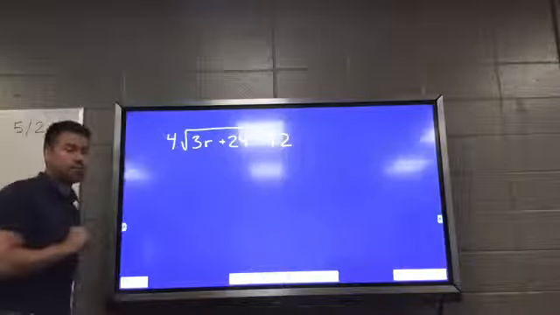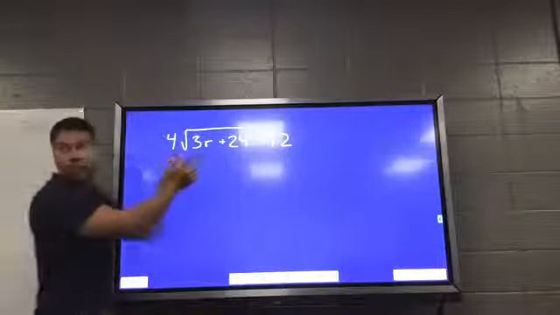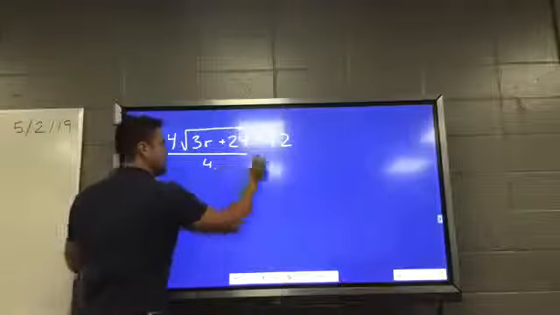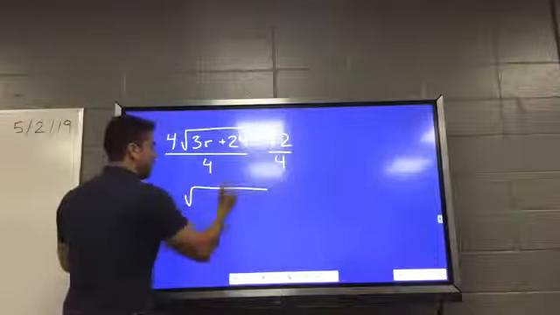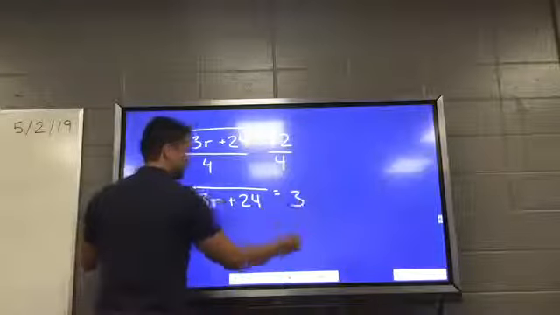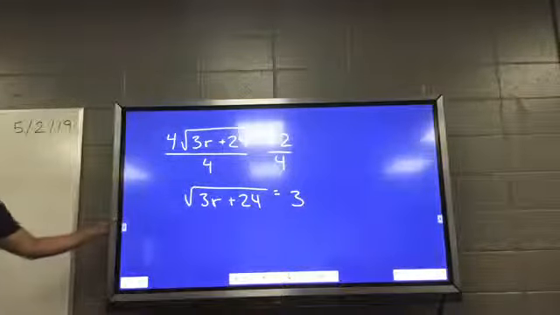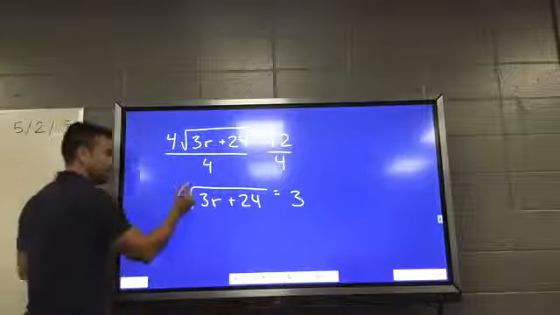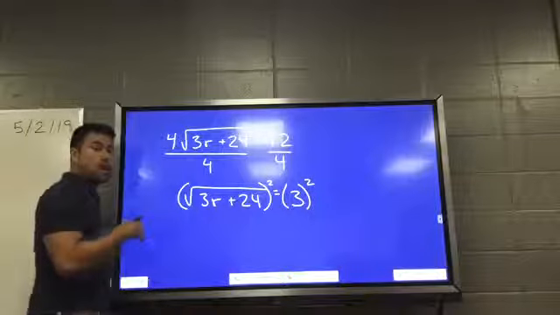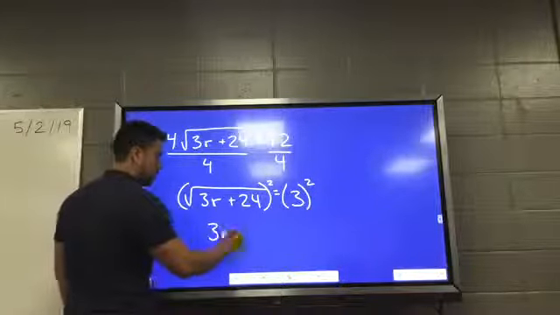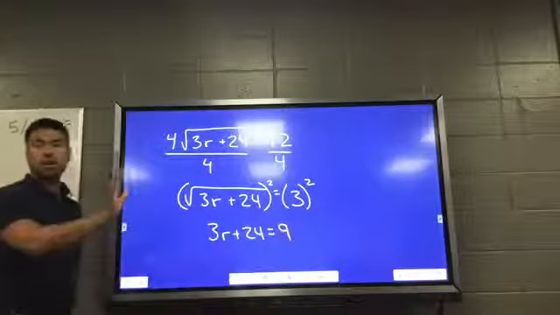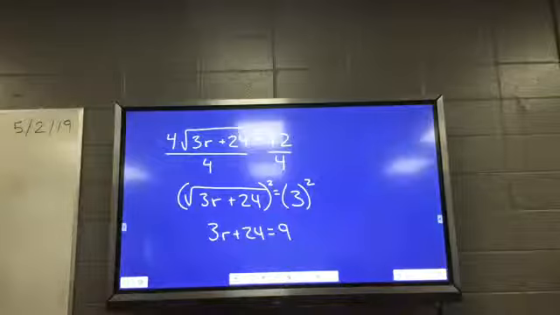All right, isolate that radical. So the radical is being multiplied by 4. So how do I undo that? Divide both sides by 4. I get square root of 3r plus 24 equals 3. Okay, so the radical is isolated. So how do I undo square rooting? Squaring. Both sides get squared. What am I left with on the left? 3r plus 24 equals 9. And then go ahead and solve it. Don't give me what the answer is. You go ahead and solve it.